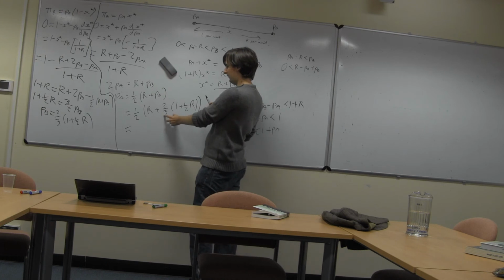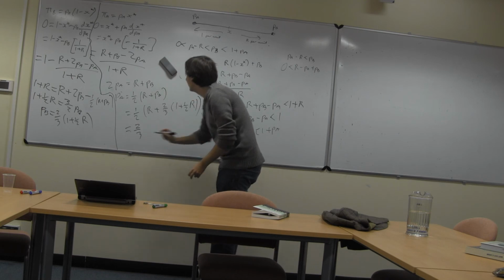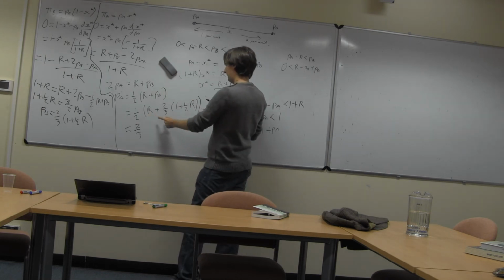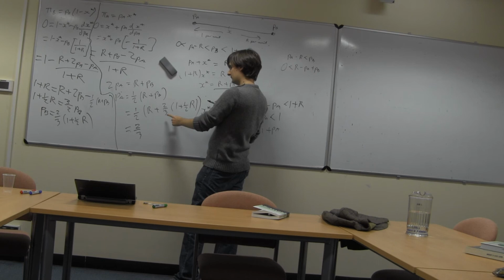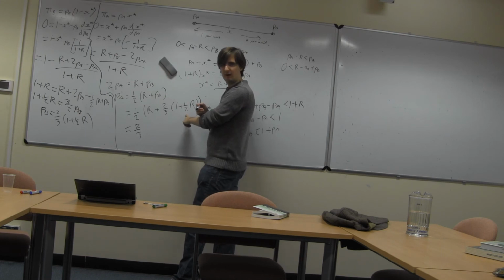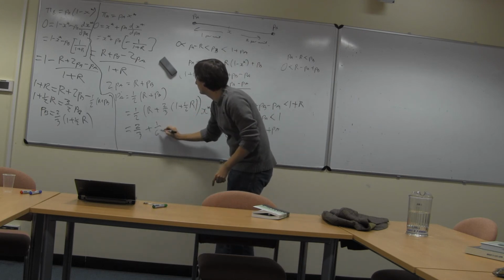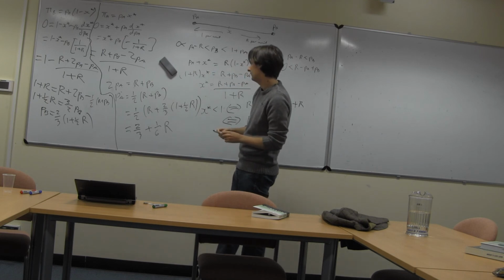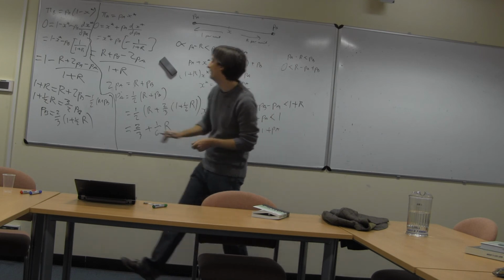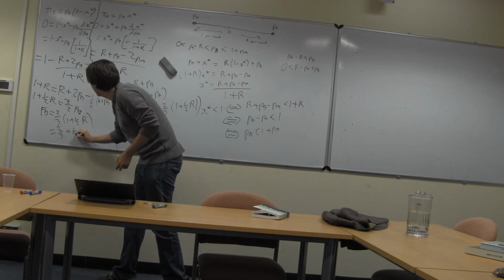So we get 2/3, and then how many r's do we have? Well, we have half an r here, and then we have half times 2/3 times a half an r here. So half times a half is a quarter. Quarter times 2/3 is 1/6. So that's 1/6. You can write this as 2/3 plus 1/3.